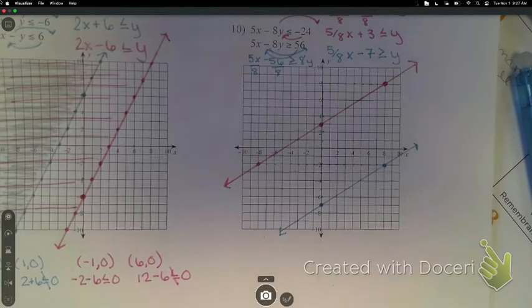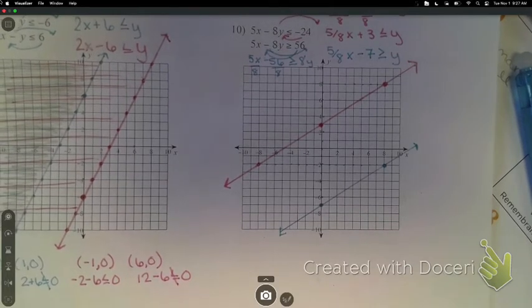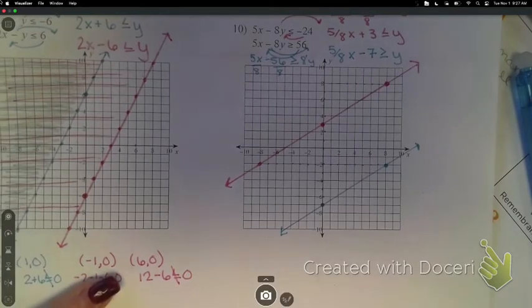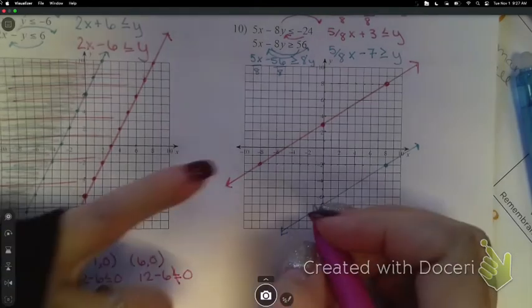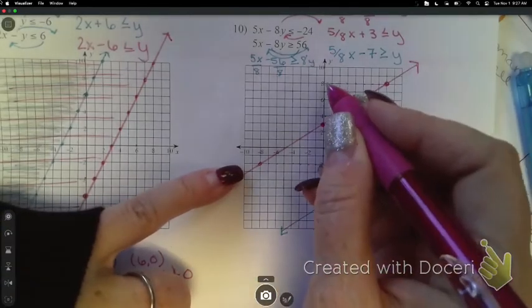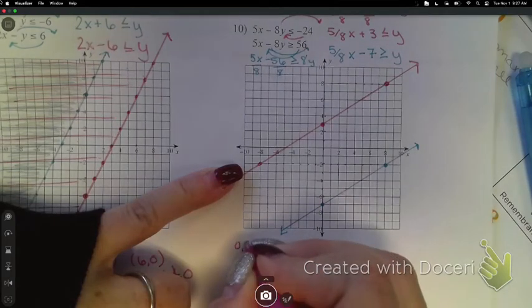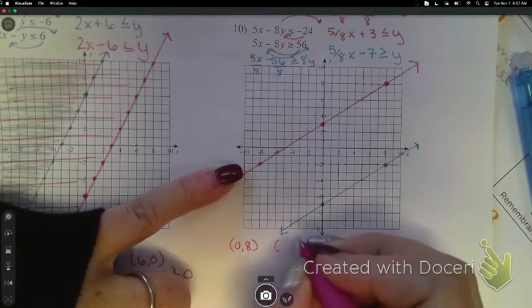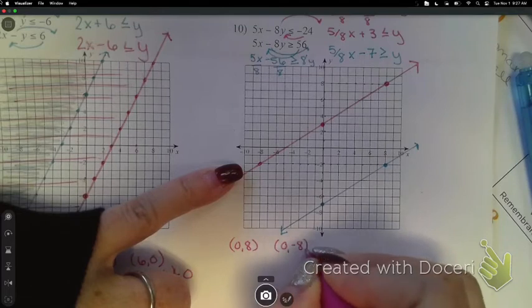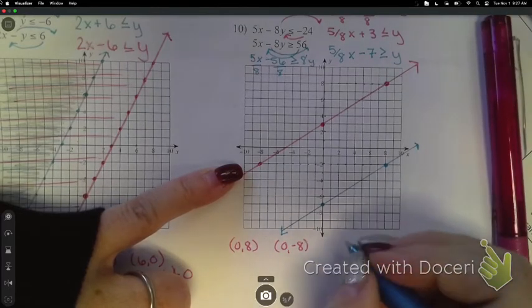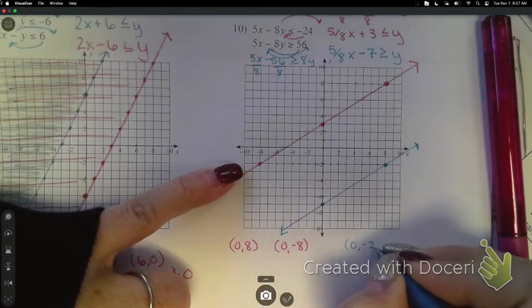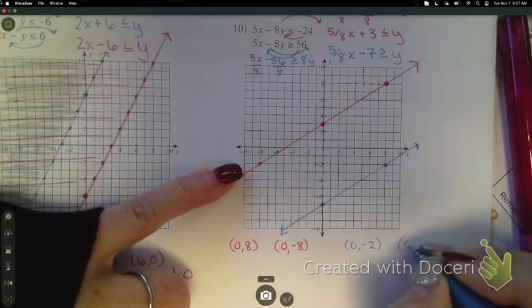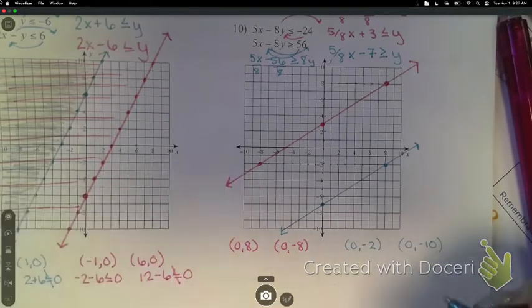Okay, so on this one, I'm not going to go left and right. I'm going to go up and down of them. Or you can do left or right if you want, but I can't see left and right of this one. So on the pink, I'm going to do 0, 8 and 0, -8, just to make it easy on myself. And on the blue, I'm going to do 0, -2 and 0, -10. Those are just the ones I chose.